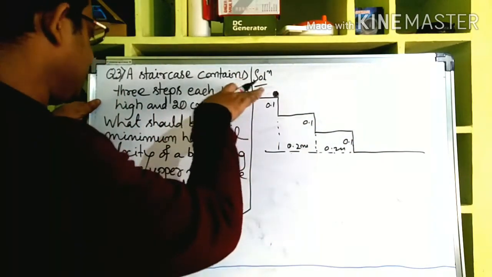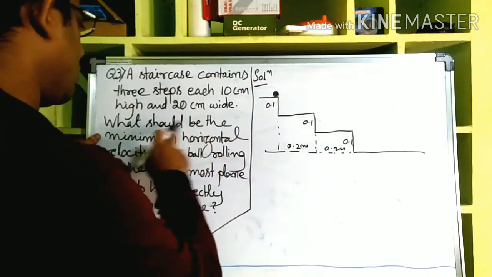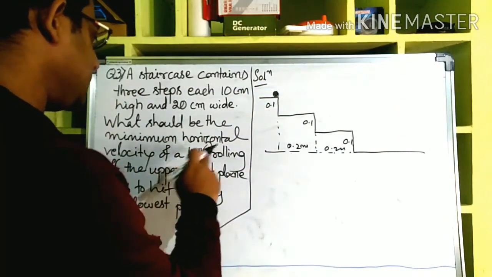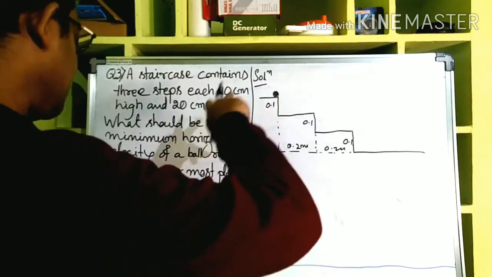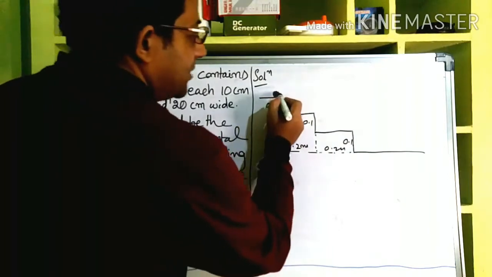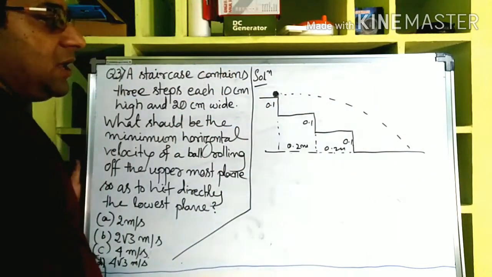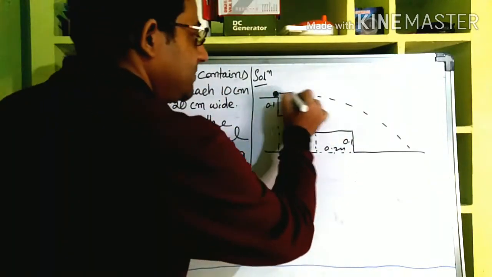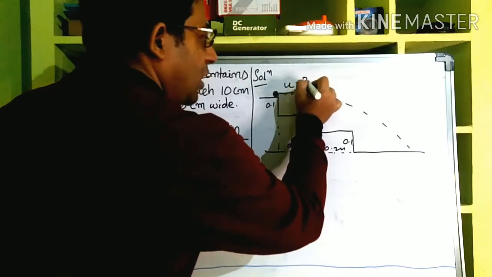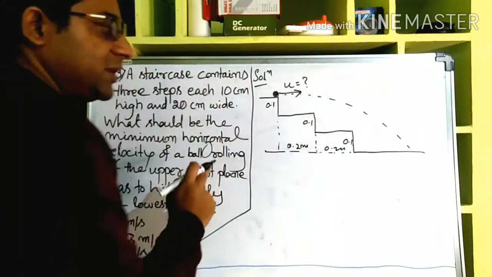Now from the uppermost plane, 3 steps are there like this, and it is saying what should be the minimum horizontal velocity of the ball rolling off the uppermost plane so as to hit directly the lowest plane. It should fall like this, directly to the lowest plane. Means it should not fall here or here. What should be the minimum velocity, that is u equal to how much, so that this will happen?